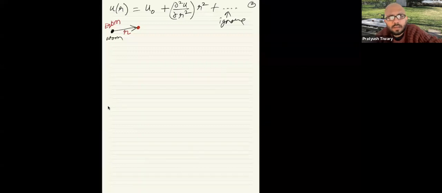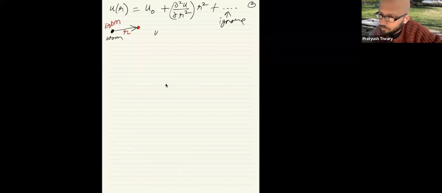So if R is small, the energy of the displaced atom can be written as U naught plus double derivative with respect to R square multiplied by R square. The first order term goes to 0 because the forces are 0 close to equilibrium, and the third order and fourth order terms don't matter because R is small.